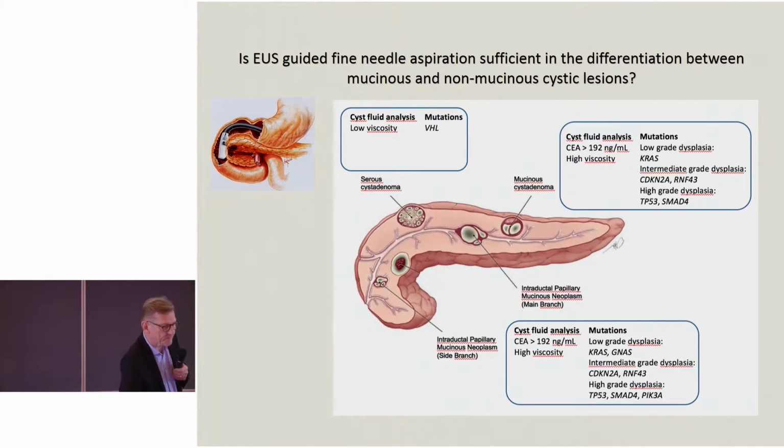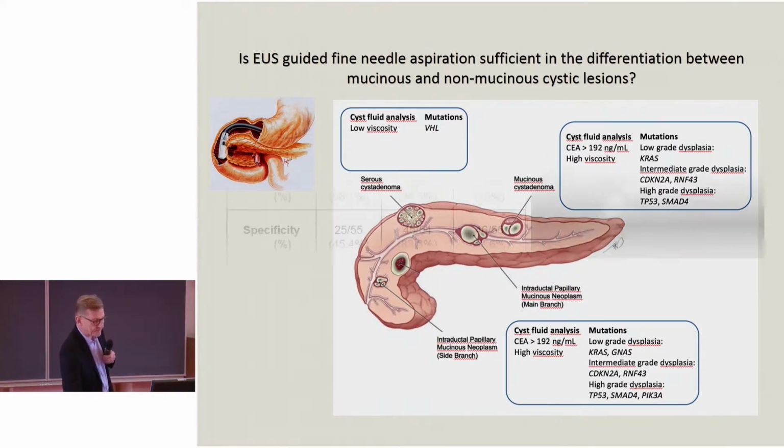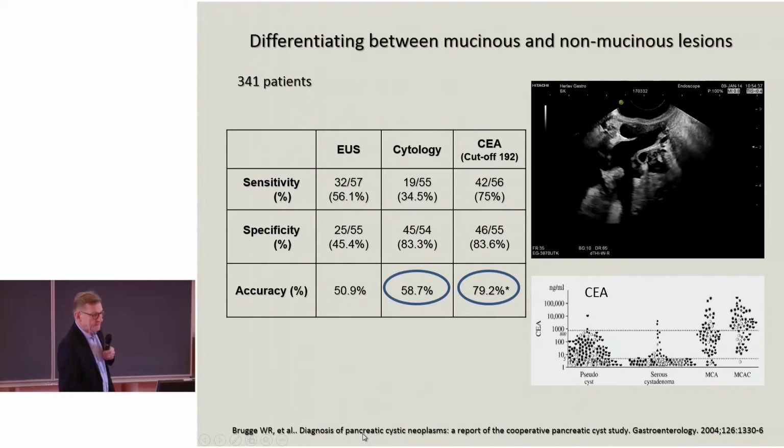That's the problem. We can do EUS-FNA, we can do different kinds of tests like CEA, CA 19-9. We can do genetic testing. We can do fluid analysis for mucin and amylase and all these kinds of things. And this is part of the evaluation.